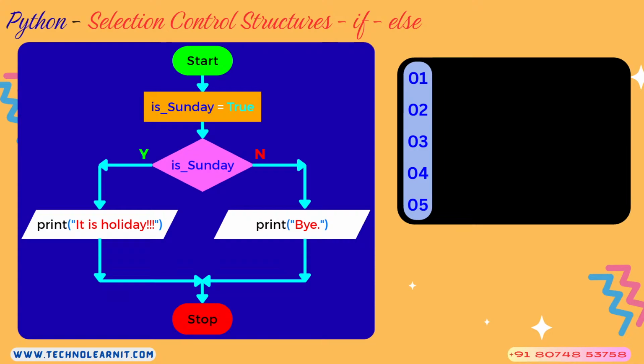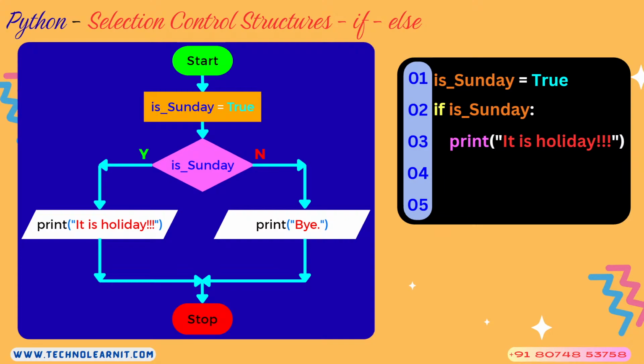If we have to convert this flowchart into a Python program, this is how it looks, right? You have a variable with a value true. You're going to check the condition. So in your flowchart, every diamond symbol will be converted into a condition, right? If is Sunday, yes, first write down the if block using indentation. So there is only one statement to execute, right?